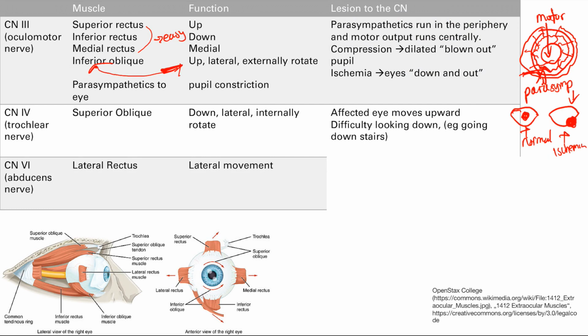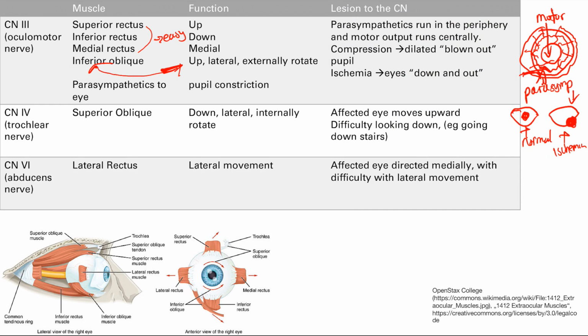So damage would then, if your left eye was damaged and you were normally at rest, which way would your left eye deviate towards? At rest, it would be deviating medially because there's no lateral rectus to pull it, to balance it out. And this patient will have difficulty with lateral eye movement. Alright, so that's it for our cranial nerve eye damage.